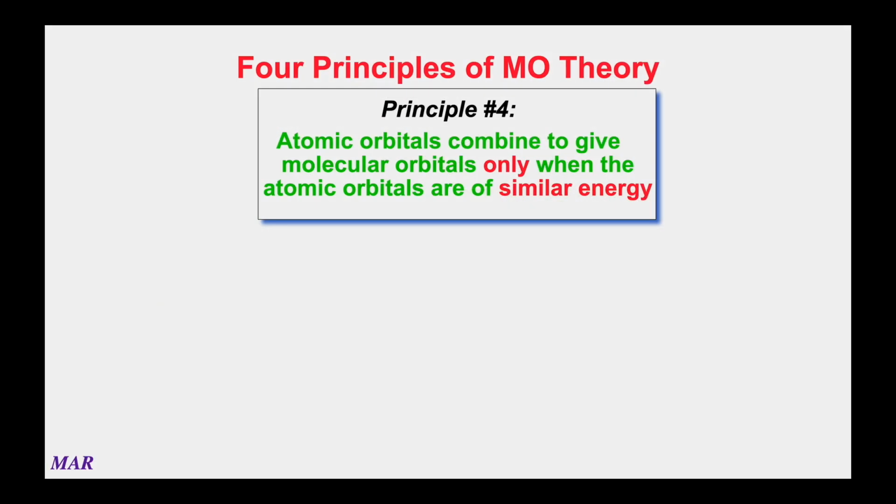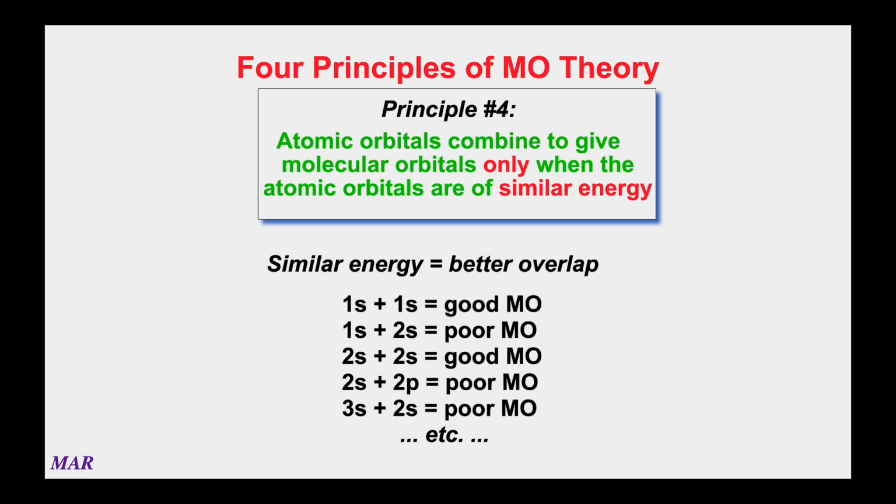The fourth principle of molecular orbital theory says atomic orbitals will combine to give molecular orbitals only when the atomic orbitals are of similar energy. And this is where we'll start to realize why we can only do diatomics with lower atomic number. Similar energy means better overlap.